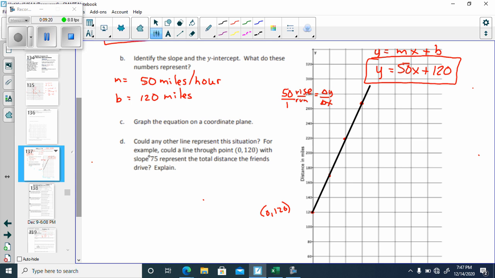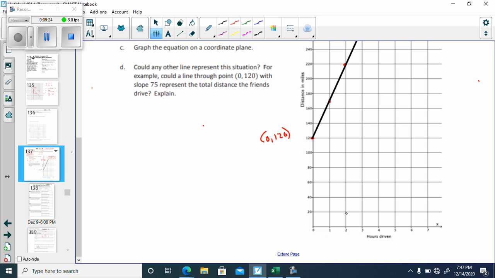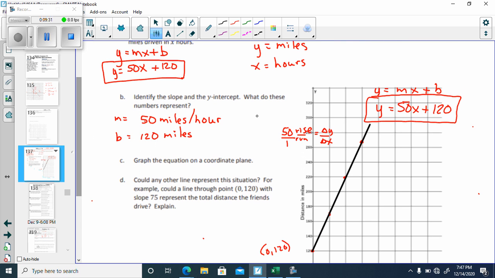What if I ask you how far we go after 2 hours? I could go down here to 2 hours and say, okay, let's go up here and read it off the chart. It'd be about 220 miles. Or I could say I've gone 2 hours, and that would be 50 times 2 plus 120. 100 plus 120 is 220, wouldn't it? So you can get the same answer either way. These are two different ways to represent the same data. This is how you model it with a linear equation.